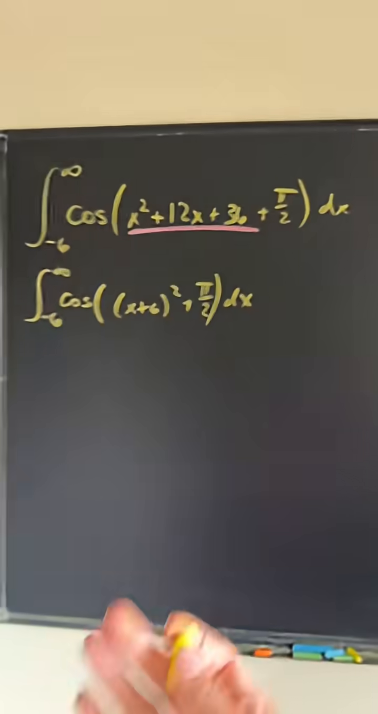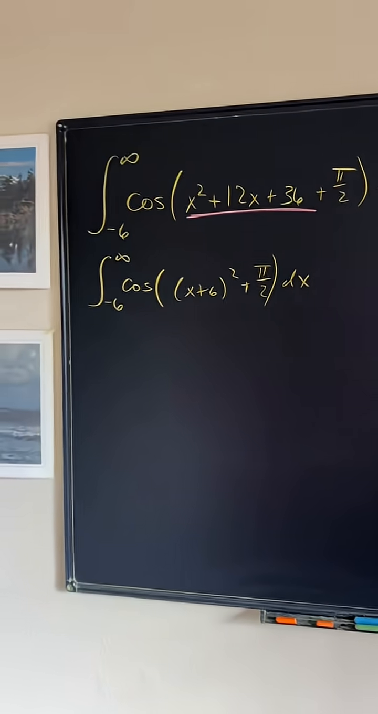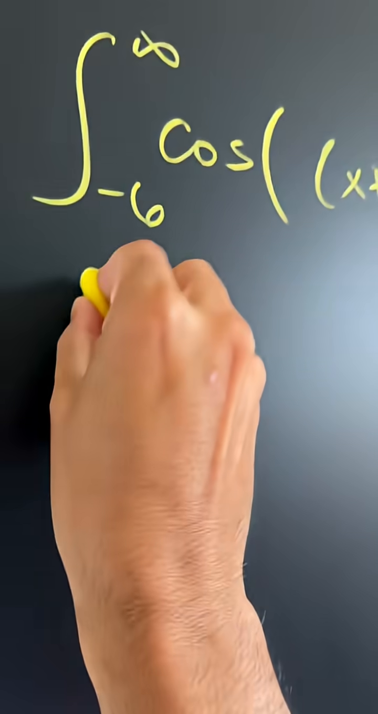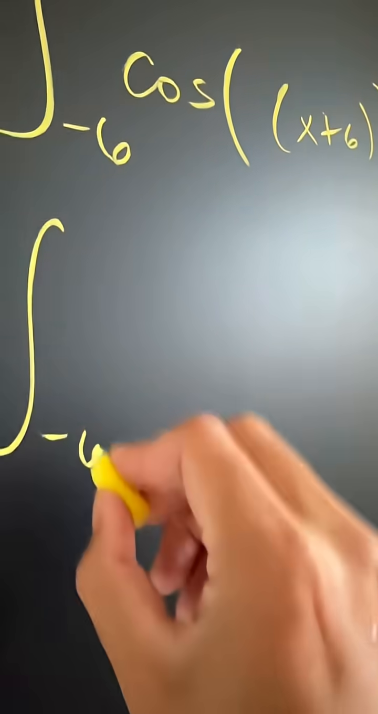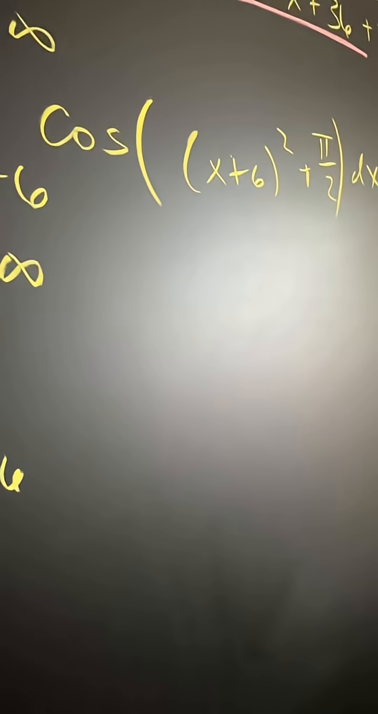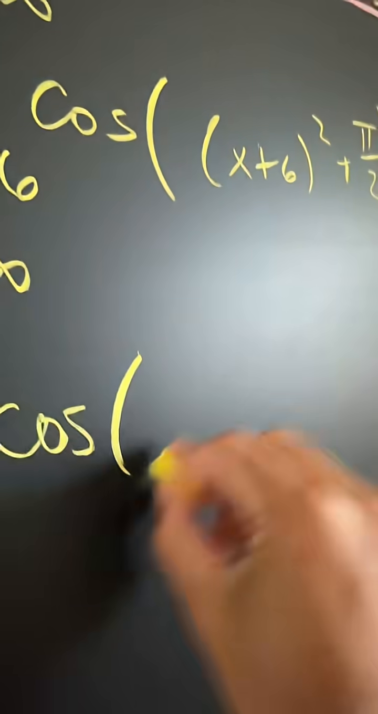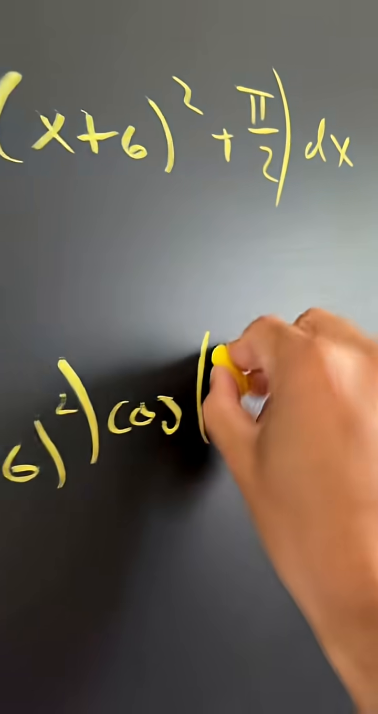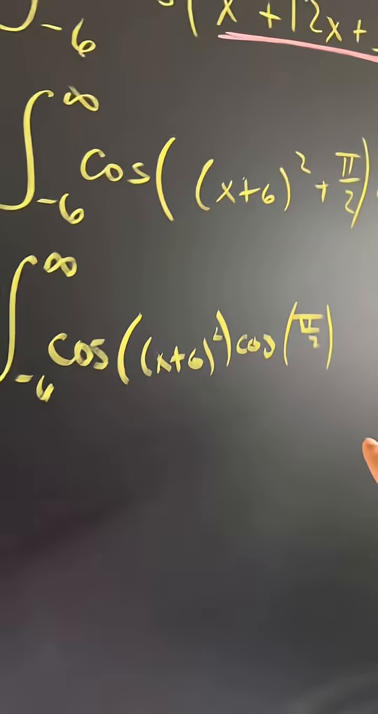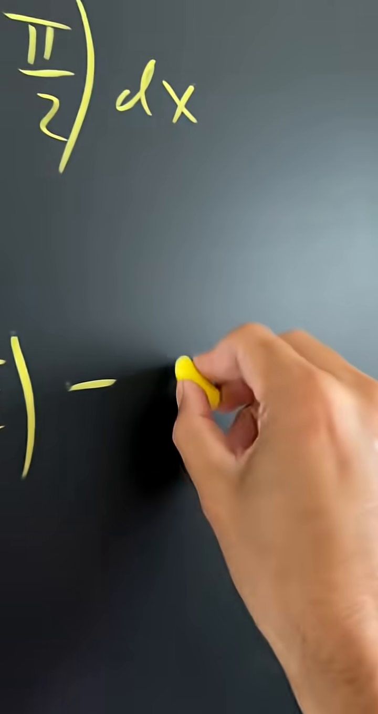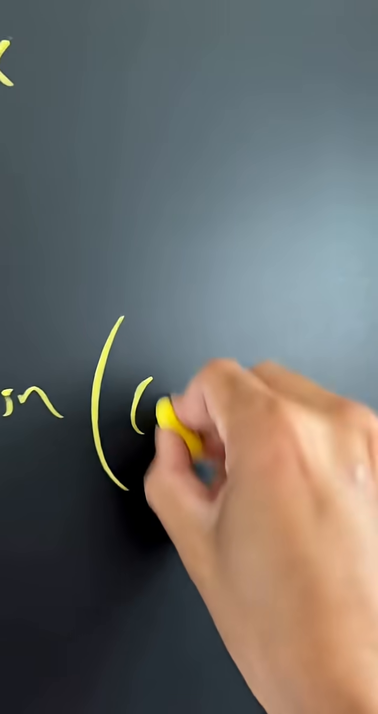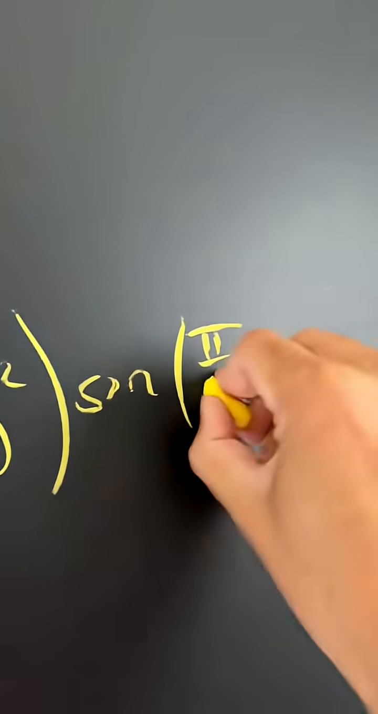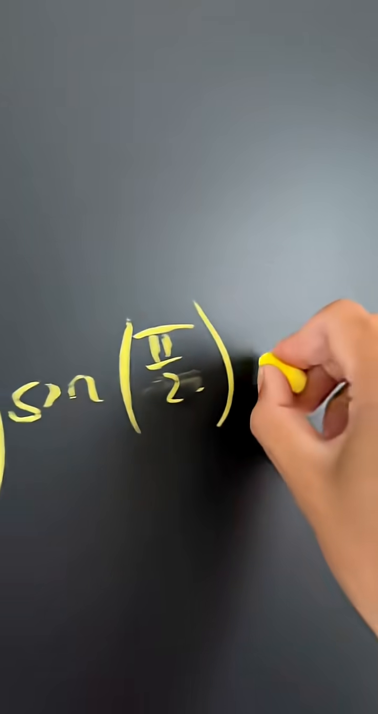All right, well now we have two things being added together here, so we're going to go ahead and apply the sum and difference rule for cosine. So this is going to give me the integral from -6 to infinity, I'm sorry about that, and this is going to be cosine of (x plus 6) squared times cosine of pi over 2, and you're going to see that that's just going to cancel out, minus, and then we're going to have sine of (x plus 6) squared times sine of pi over 2, all with respect to dx.